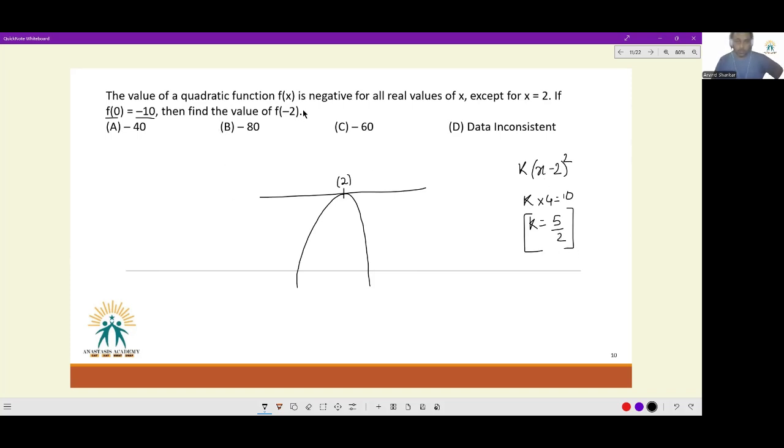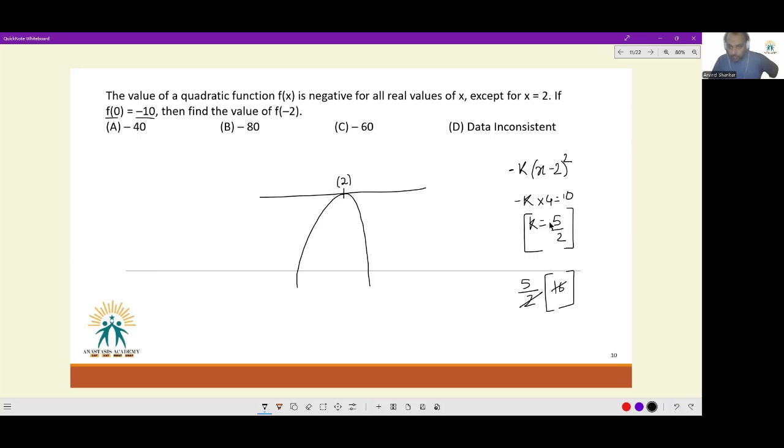Let's go ahead and put this down. We get 5 by 2 into minus 2, minus 4 squared. So 5 by 2 into 16. So cancel. Oh, I forgot. It has to be minus k.